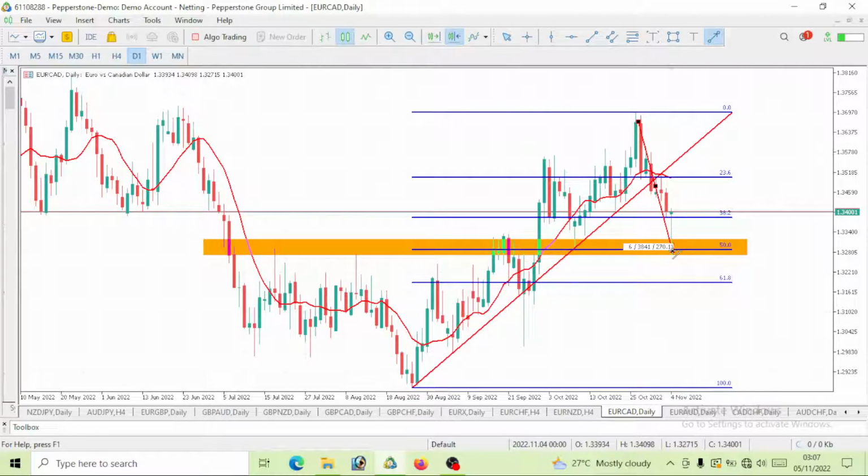So we started having this pullback. I believe that this pullback will actually drop to this 50%, which it actually did. Now that it has come to this 50%, where do we expect it to move? We expect another new high to be made that will break out this high. So on New Zealand card, we will be expecting a bullish move.